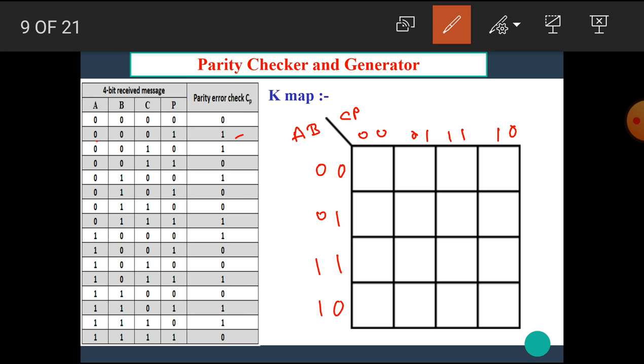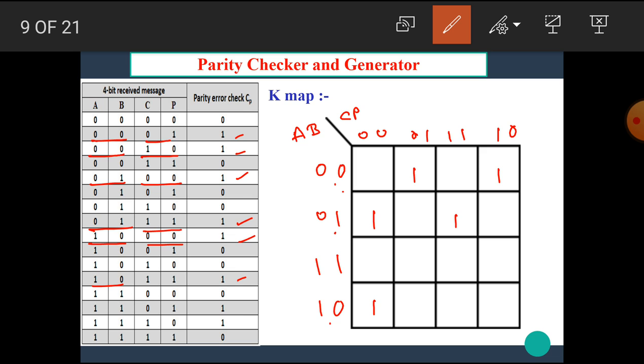This one is for the combination 0 0 0 1. This one, the combination is 0 0 1 0. For this one, the combination is 0 1 0 0. For this one, the combination is 0 1 1 1. For this one, the combination is 1 0 0 0.